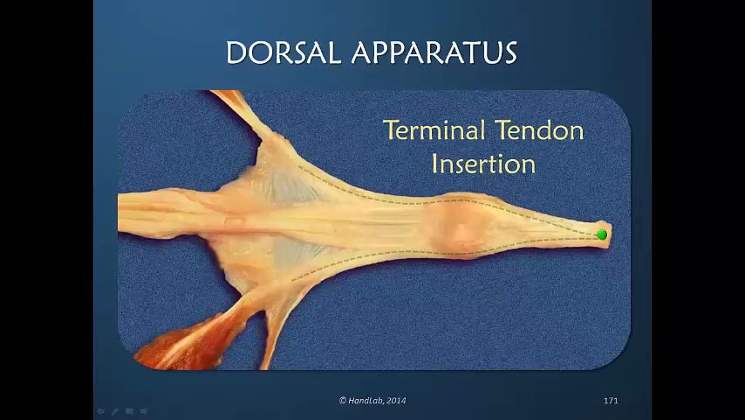The terminal tendon insertion has very little excursion, but it is a very, very important part of the biomechanics of the dorsal apparatus, because if the terminal tendon insertion is disconnected, that means that the dorsal apparatus will want to retract, and all the muscle power is now going to be directed toward this insertion, because that's the end of the line if this is disconnected. So the terminal tendon insertion is very important for the balance of motion within the finger.